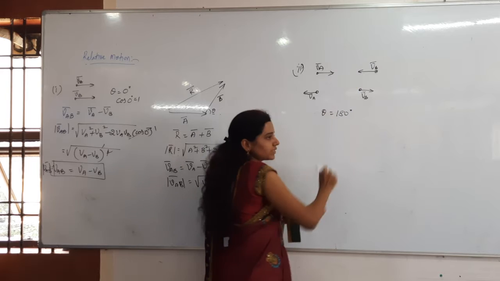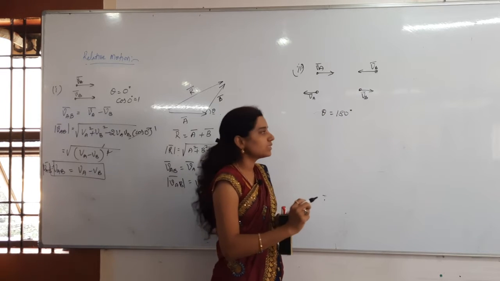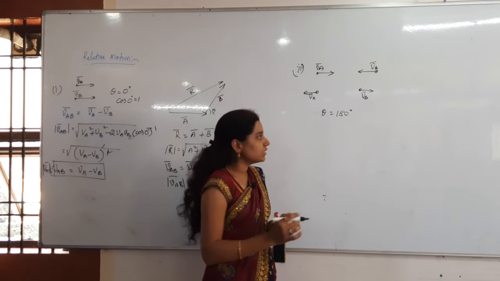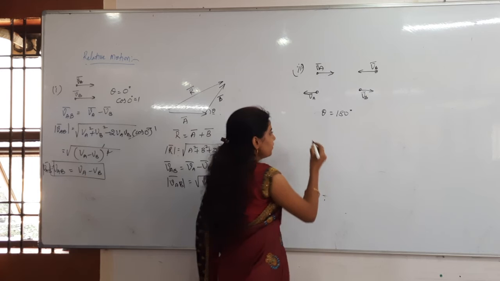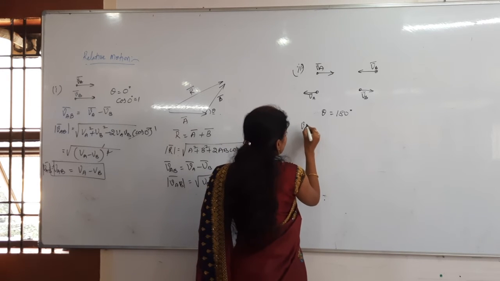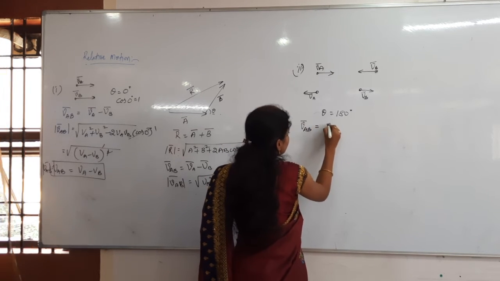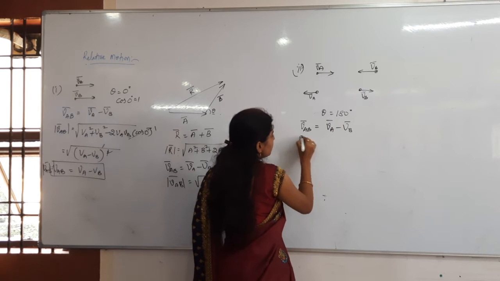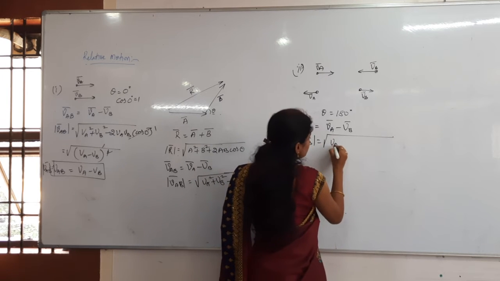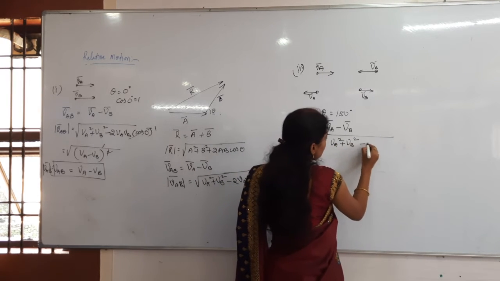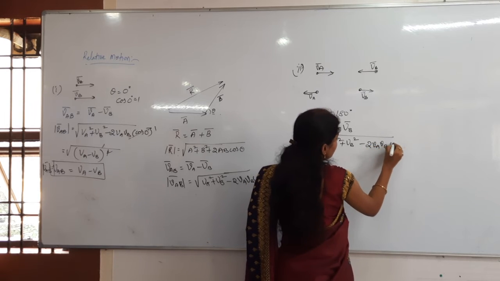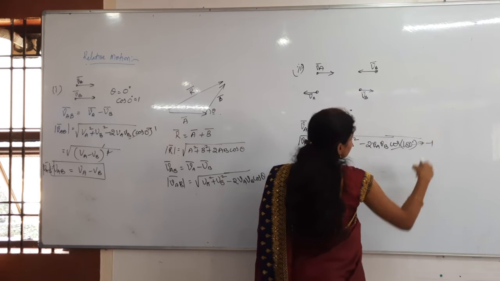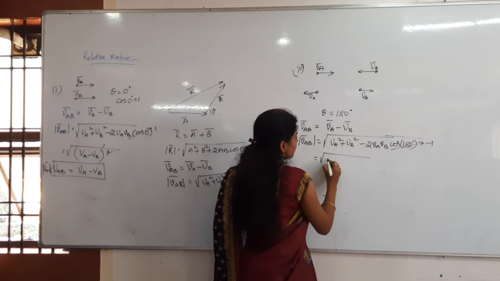Positive x-axis, negative x-axis: what is the angle between them? 180 degrees. Here also negative x-axis, positive x-axis: the angle is again 180 degrees. Theta is equal to 180. Then again, the modulus of VAB bar is equal to the square root of VA square plus VB square minus 2 VA VB cos 180. Cos 180 is minus 1.